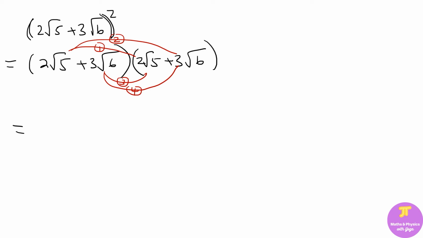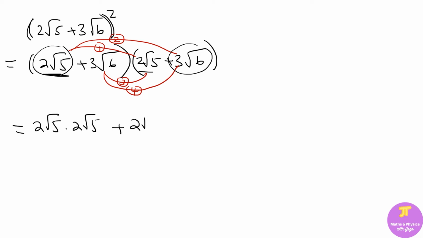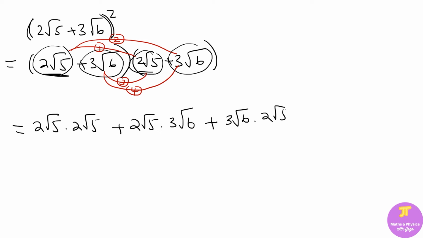The first one is this times this one, so 2 root 5 times 2 root 5. Second one is this into this one, 2 root 5 times 3 root 6. The third one is 3 root 6, this one into this one, 3 root 6 times 2 root 5. The last one is this one with this one, 3 root 6 times 3 root 6.